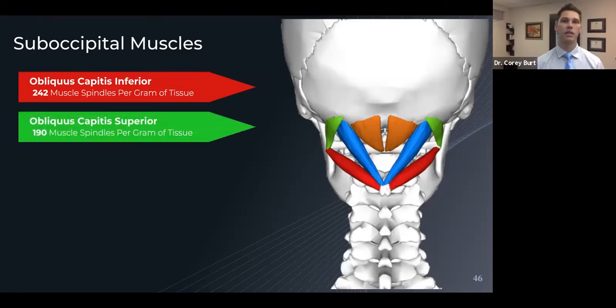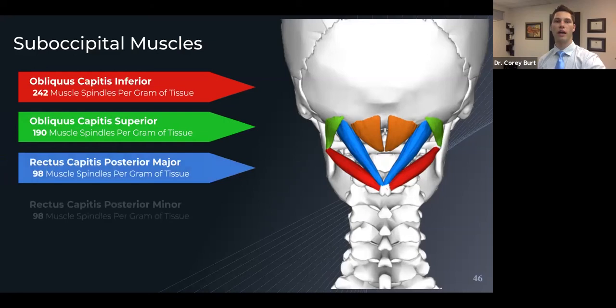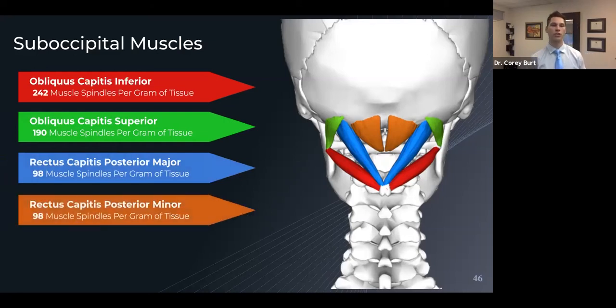Okay, coming in second, obliquus capitis superior. We've got 190 spindles per gram. And then third and fourth, rectus capitis posterior major and minor with 98 spindles per gram. And just to do a comparison here, I've included biceps brachii here, 97 total muscle spindles. Now this isn't per gram, this is total. And the bicep is much larger and weighs a lot more than all the suboccipitals combined.